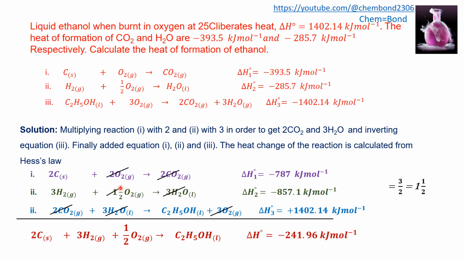So we will get the equation: 2 moles of carbon will combine with 3 moles of hydrogen and half mole of oxygen, and it will produce the ethanol molecule. Also the heat content or the enthalpy is calculated by the sum of delta H1, delta H2 and delta H3, and we will get minus 241.96 kilojoule per mole. That is the heat released during the formation of ethanol.